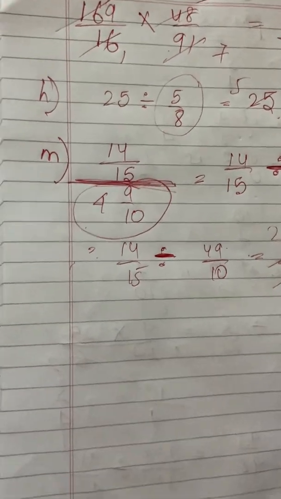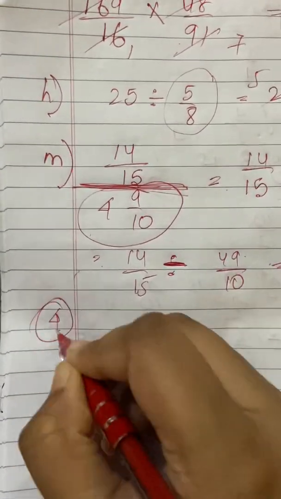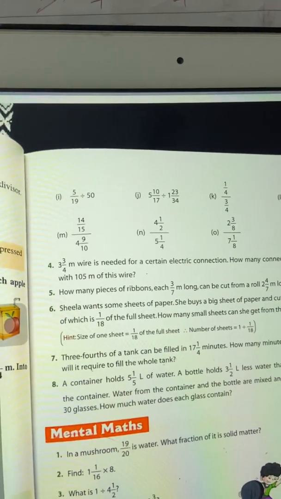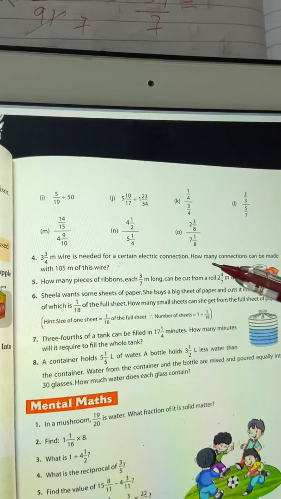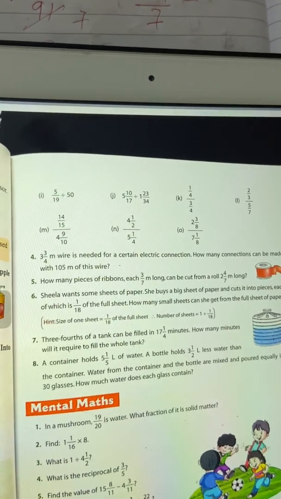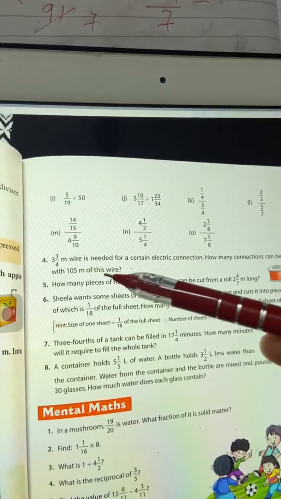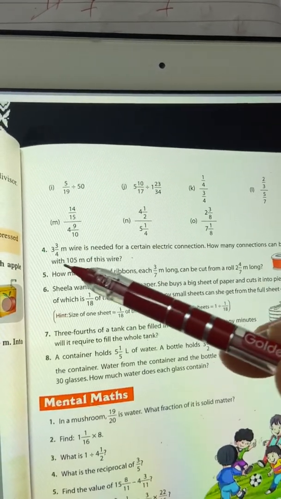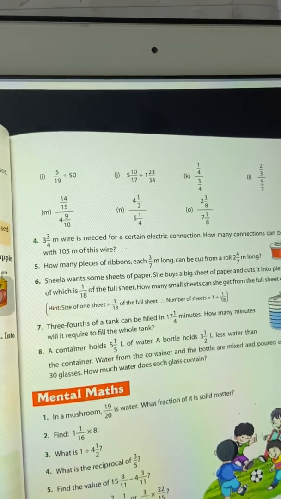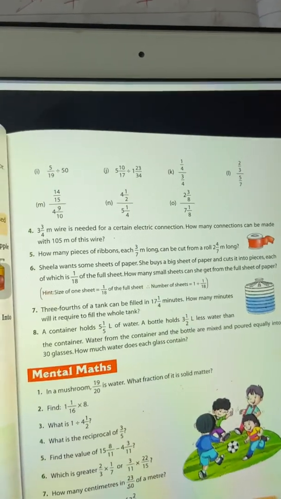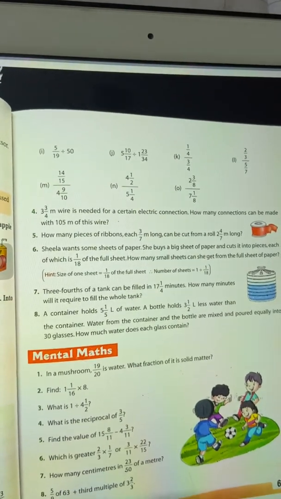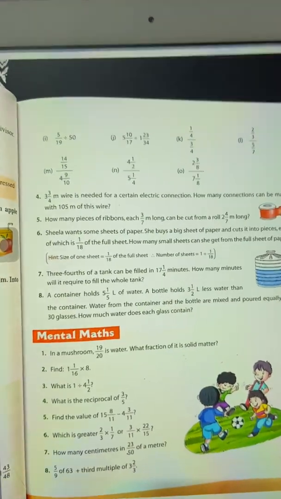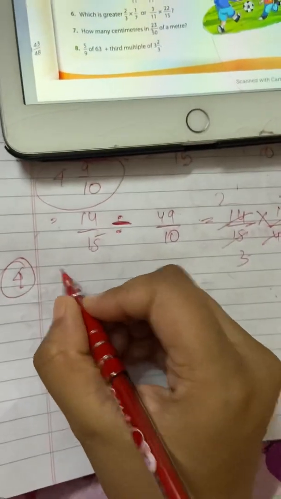Now coming to the word problems. Fourth question. 3 by 4 meter of wire is needed for certain electric connection. How many connections can be made with 105 meter of this wire? What you have to understand is 105 meter is the total length of the wire. Whenever total length is given and we need to find the number, then we will divide. So what will be the first statement? Total length.